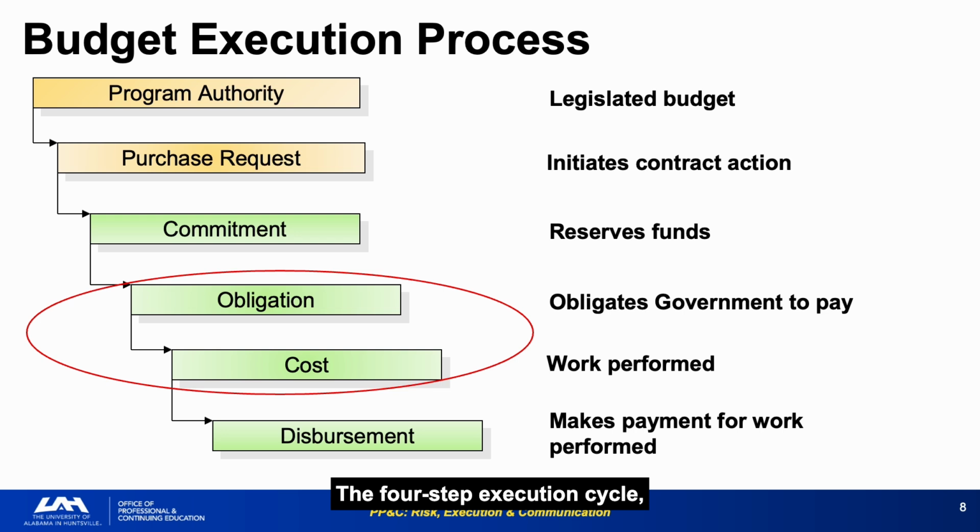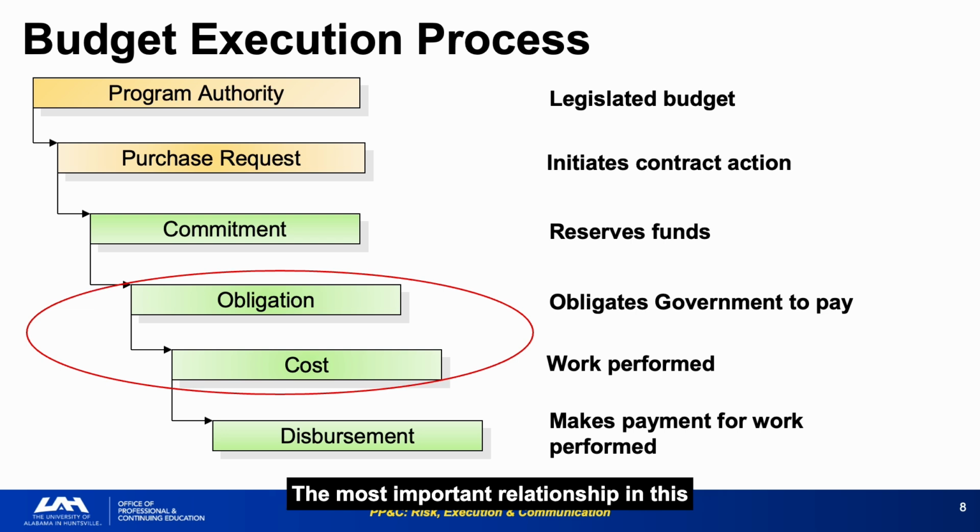The 4-step execution cycle, program authority, purchase request/commitment, obligation, cost, and disbursement, represents the sequential path every dollar travels from legislative appropriation to completed work. Each step has different legal and timing implications. Commitment reserves funds, but creates no legal liability. Obligation creates legal liability. Cost confirms work was performed.